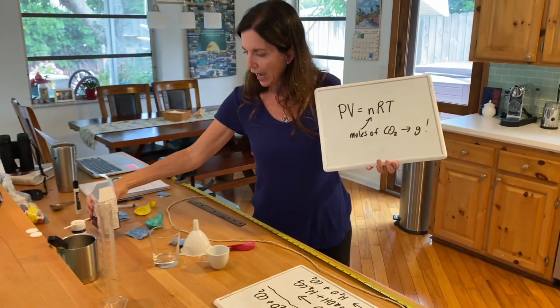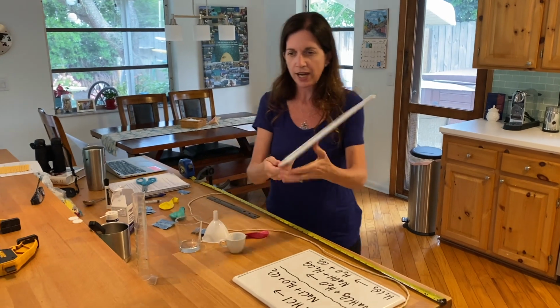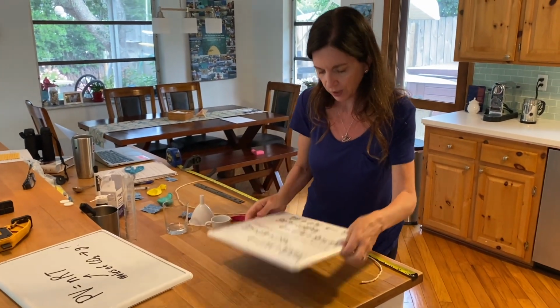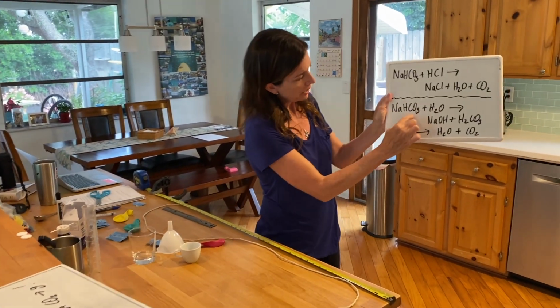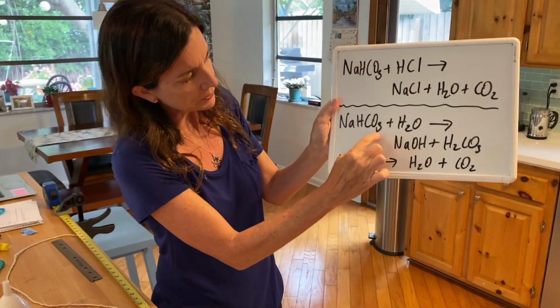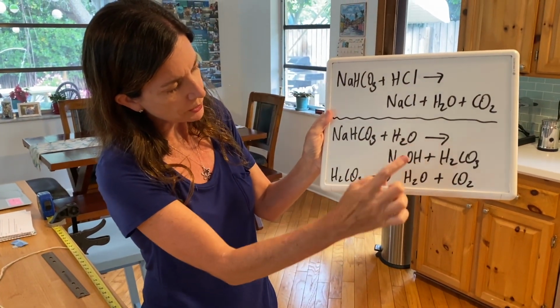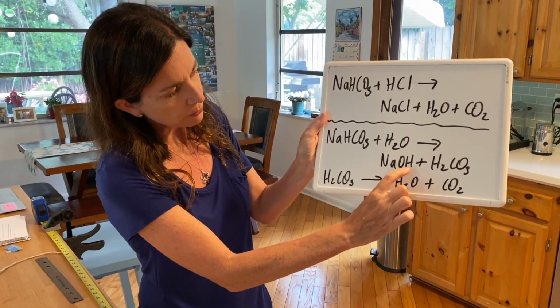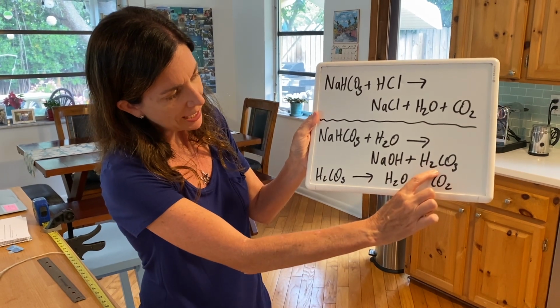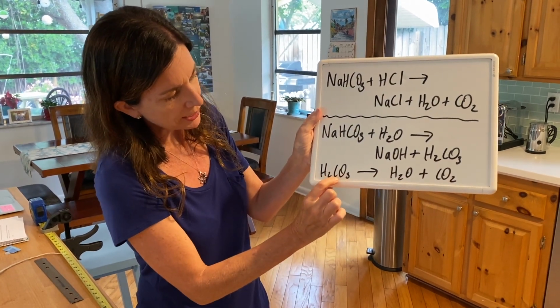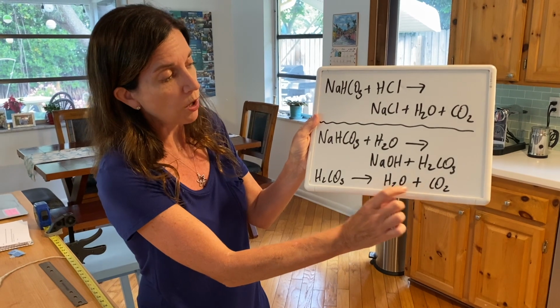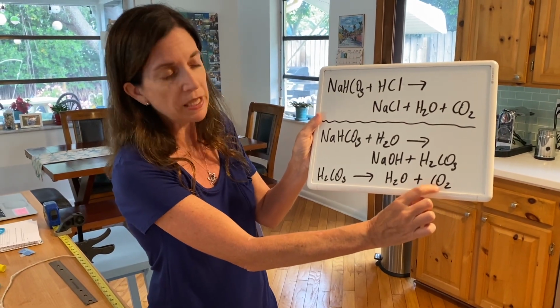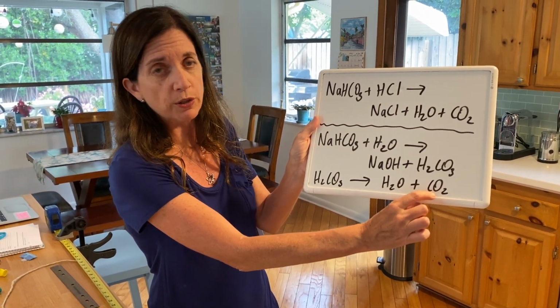We're going to do that using this reaction right here. We're going to take our antacid tablet, sodium bicarbonate, and add water to it. It's going to produce sodium hydroxide plus carbonic acid, and then the carbonic acid is going to break down into water and carbon dioxide, and the carbon dioxide gas is what we're going to measure.